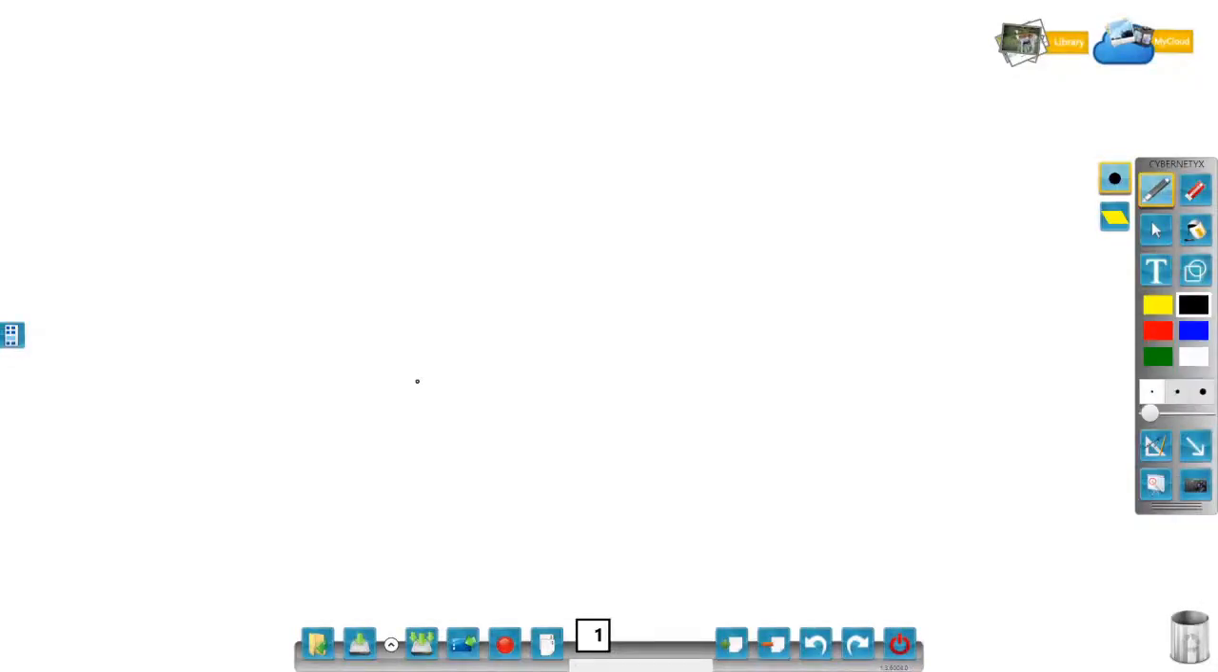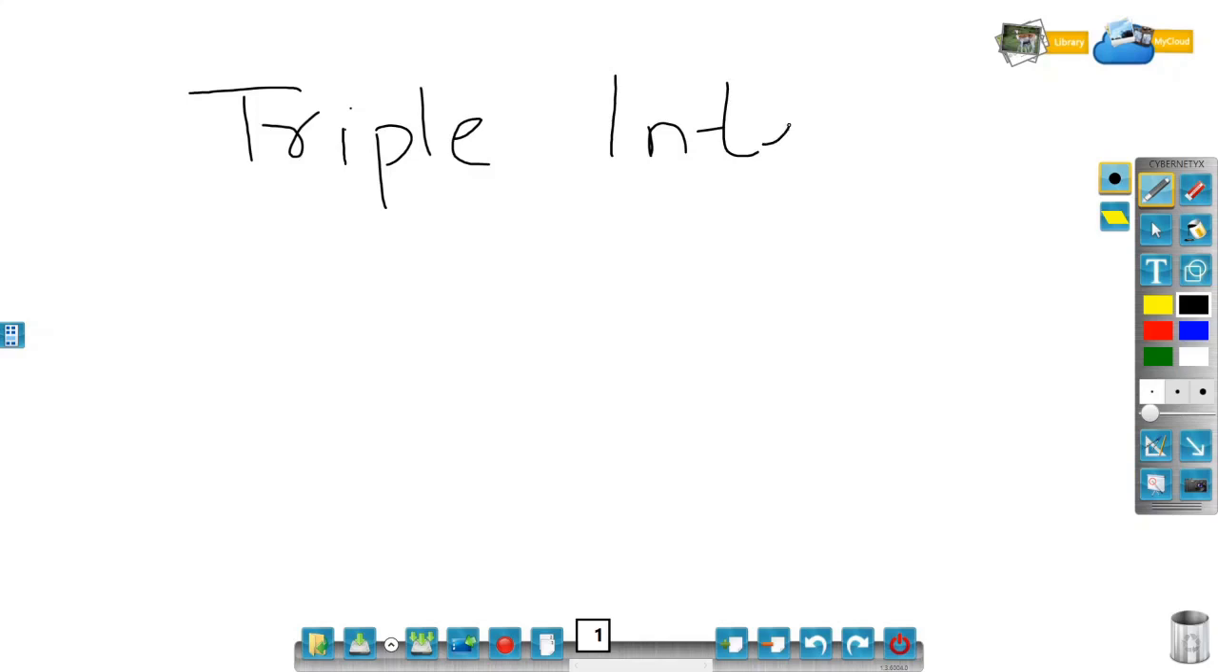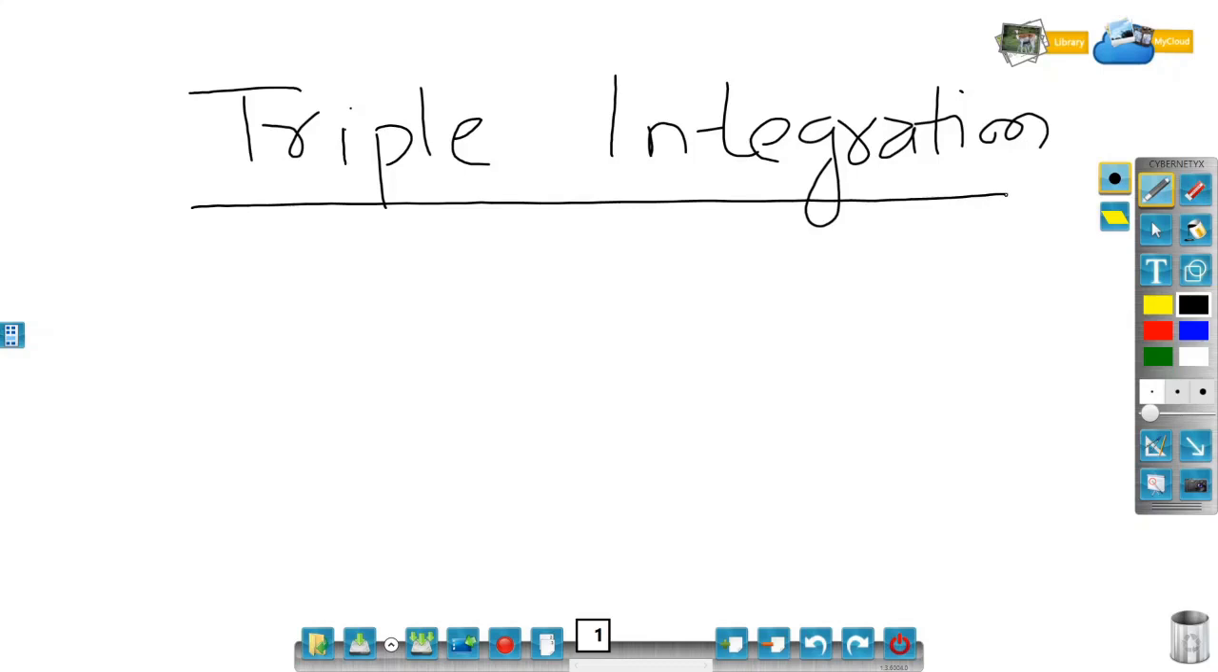Hello everyone. In this lecture, we will study triple integration and problems based on triple integration. Suppose I have a function f of x comma y comma z. Now, for triple integration, we will define an x, y, z coordinate system. So let me fix some of the symbols.